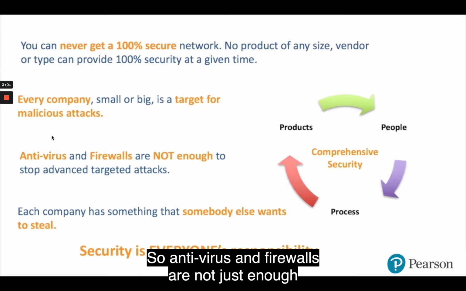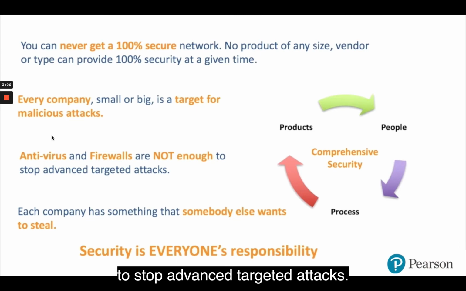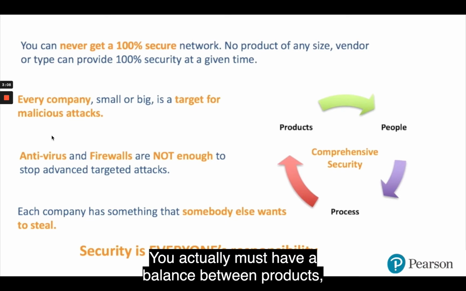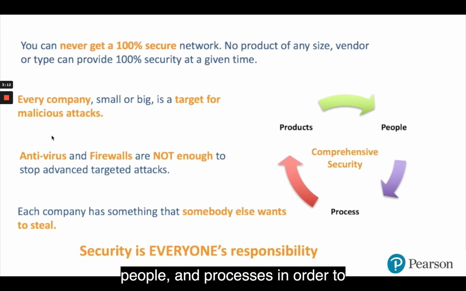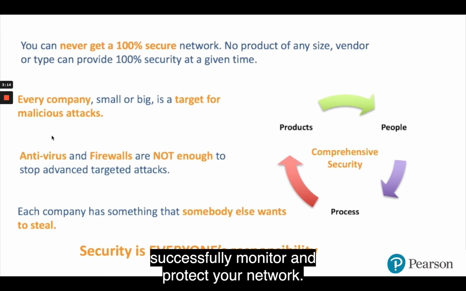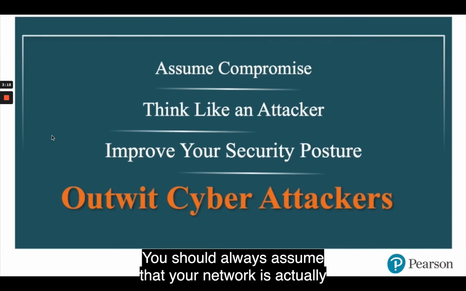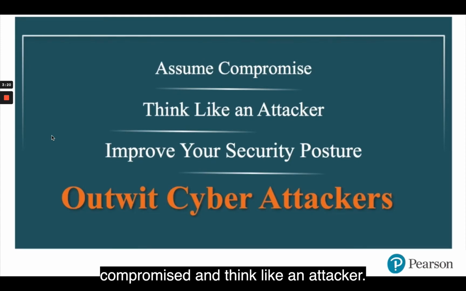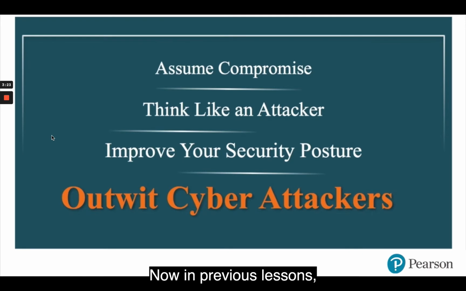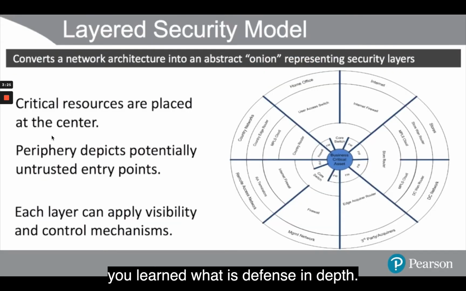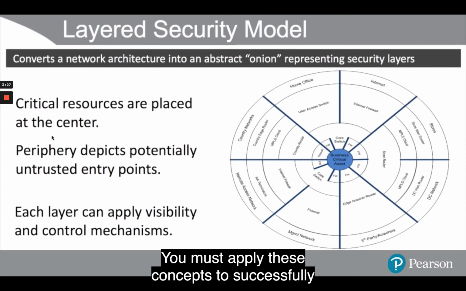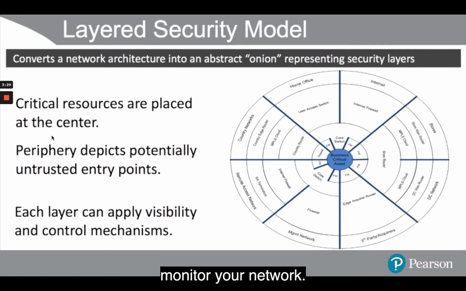So, antivirus and firewalls are just not enough to stop advanced targeted attacks. You actually must have a balance between products, people, and processes in order to successfully monitor and protect your network. You should always assume that your network is actually compromised and think like an attacker. Now, in previous lessons, you learned what is defense in depth. You must apply these concepts to successfully monitor your network.